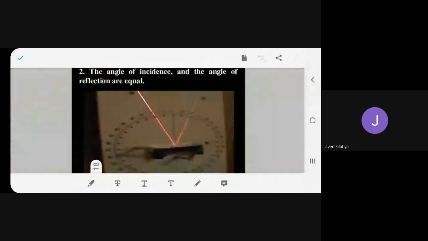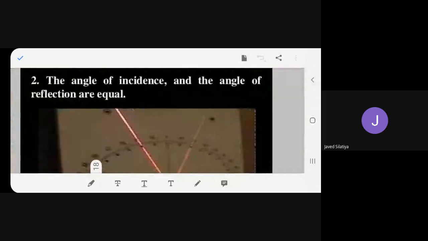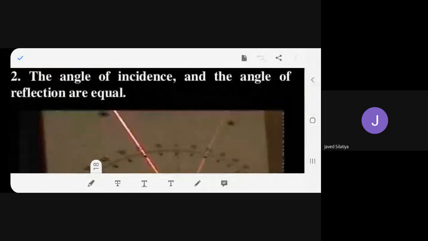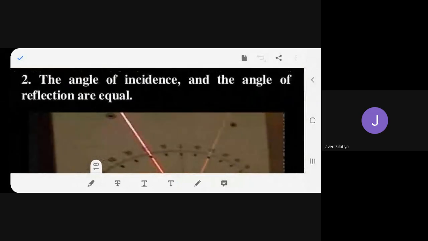So no problem. The angle of incidence and angle of reflection are equal. No problem. No doubts. Better.